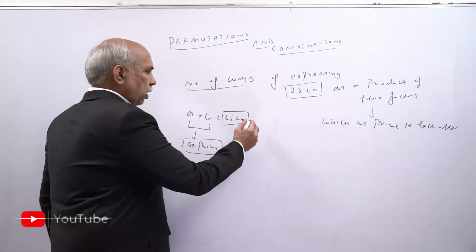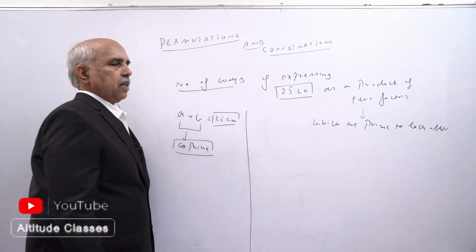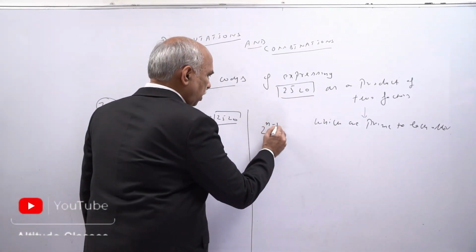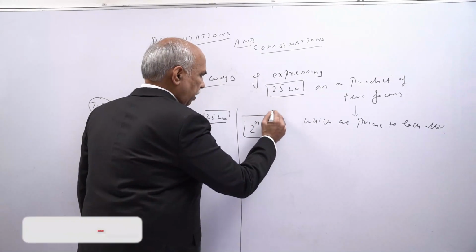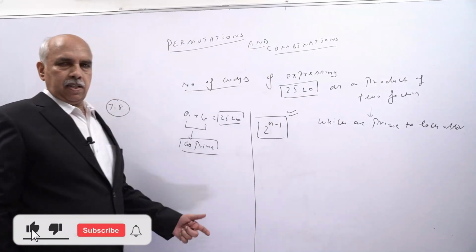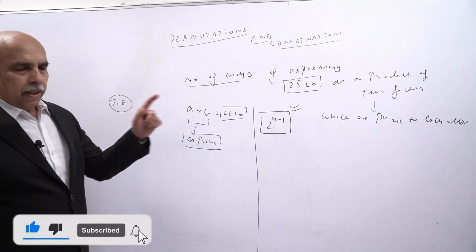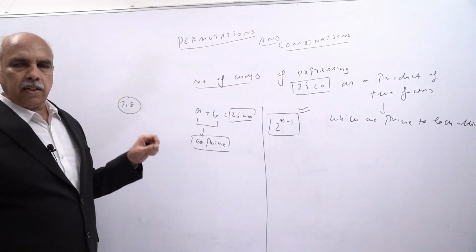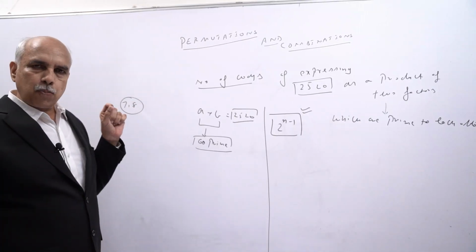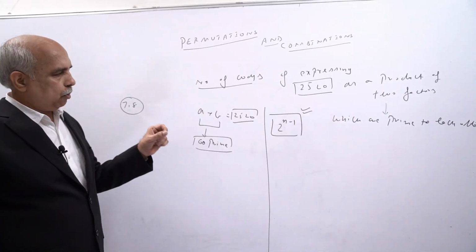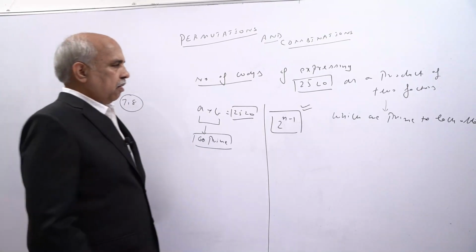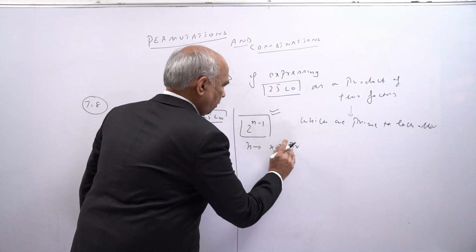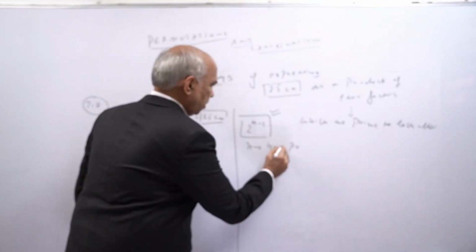Now what are the possibilities in which we can write this down? That is the question. So the formula comes out very simple. It is 2 power n minus 1. This is the formula. How does it come? We'll see. Basically, the total number of ways in which a given number can be expressed as a product of two factors which are prime to each other is 2 power n minus 1, where n is the number of prime factors of the given number.